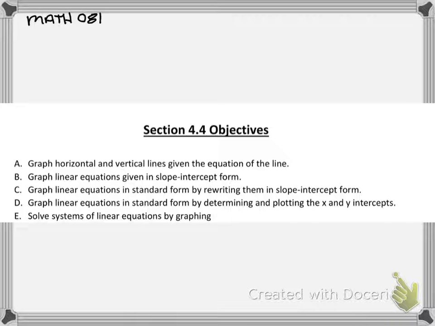In previous videos, I've taught you how to graph horizontal and vertical lines, given the equation of the line, how to graph linear equations in slope-intercept form, and how to graph linear equations by rewriting them in slope-intercept form when they're being given in standard form. This video will teach you how to graph linear equations that are being given in standard form by determining and plotting the x and y intercepts.